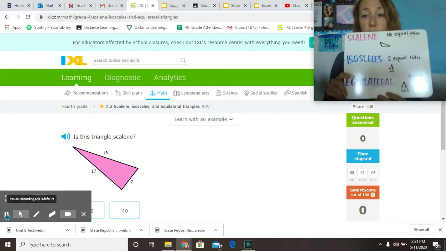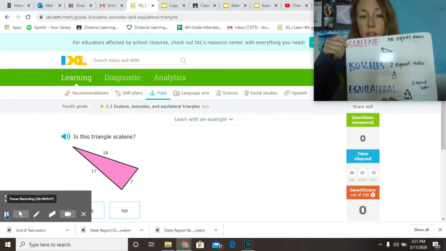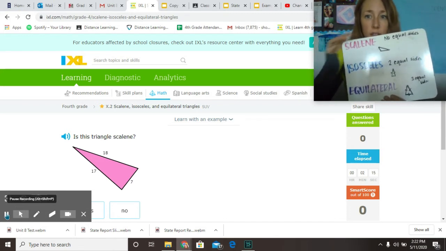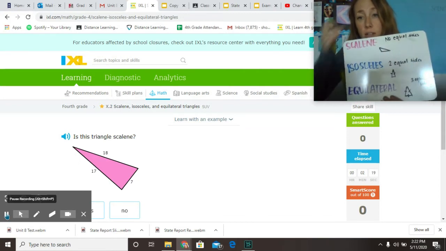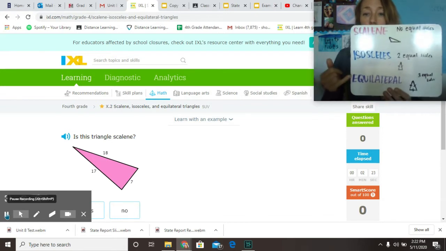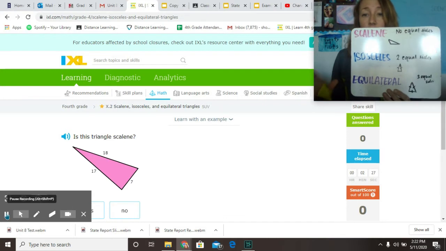So for sides, there's three types. There's scalene. Scalene means it has no equal sides. None of the sides are the same length. Isosceles is two equal sides. Two of the sides are the same, the third one is different. And the third one is equilateral. That means three equal sides. All the sides are equal.